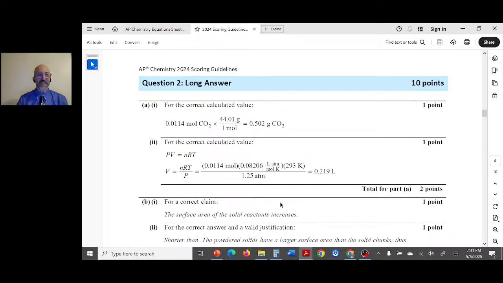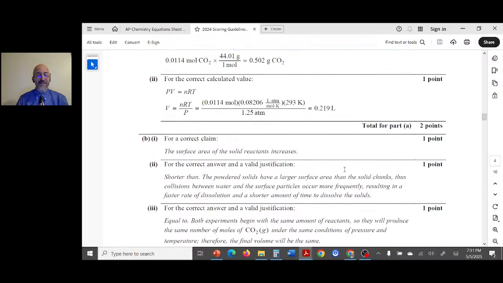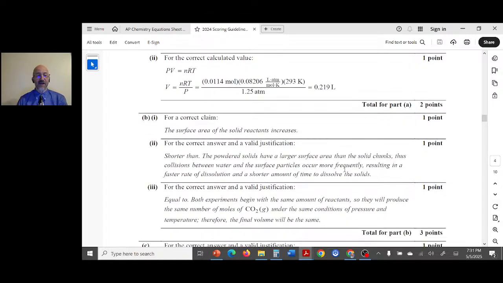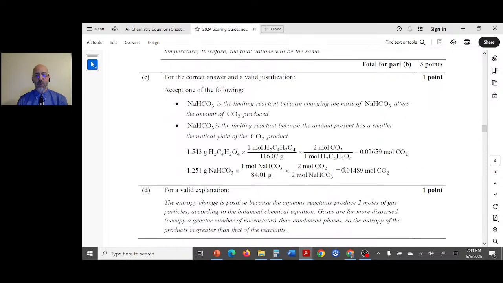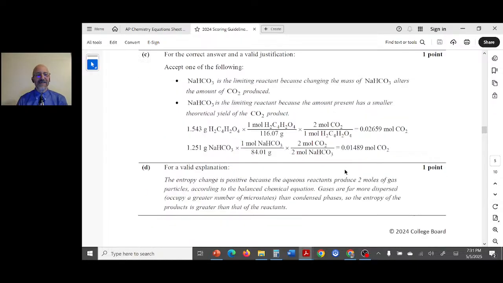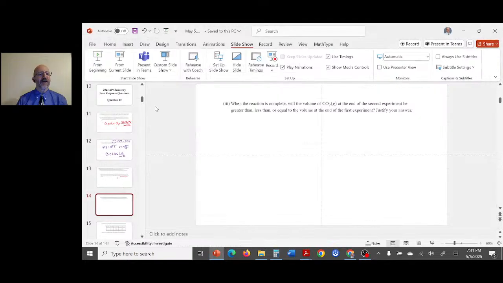Okay, so far we've seen 1 point for a very easy moles to grams, 1 point for using the ideal gas law, 1 point for saying surface area increases, 1 point for saying shorter than and talking about the collisions, 1 point for saying equal to because same number of moles. All right, so a few more points left on this. We're trying to get to a total of 10. So we got a few more points to take a look at. All right, next part of this question.